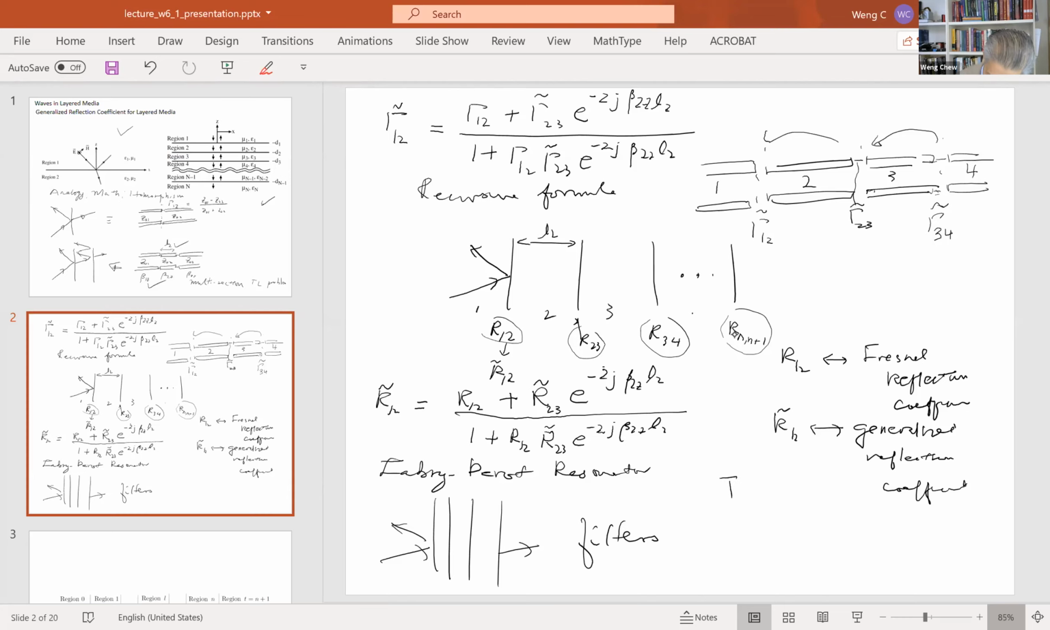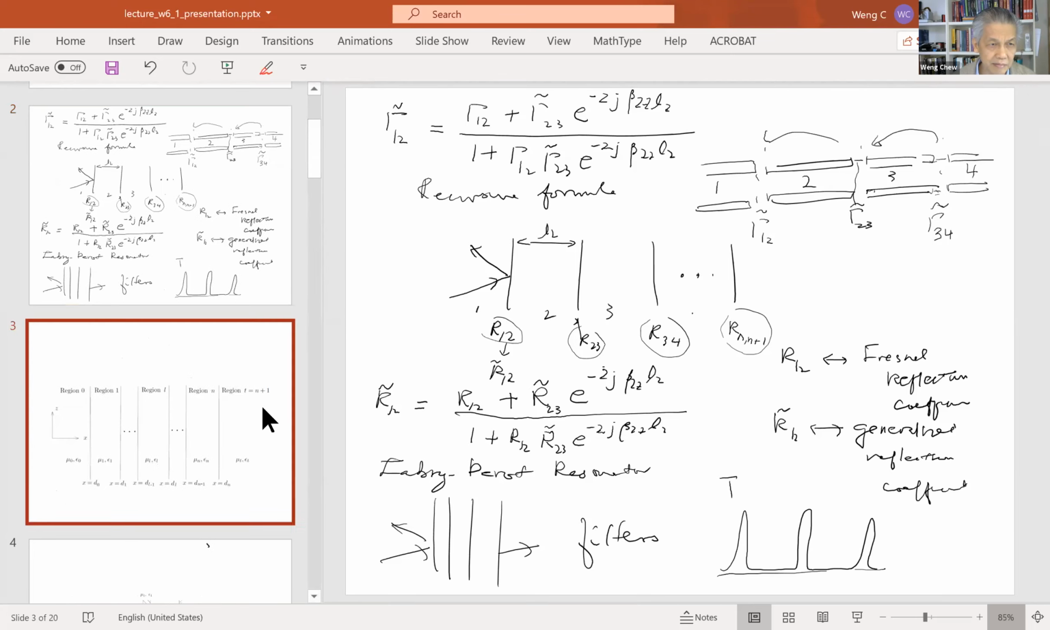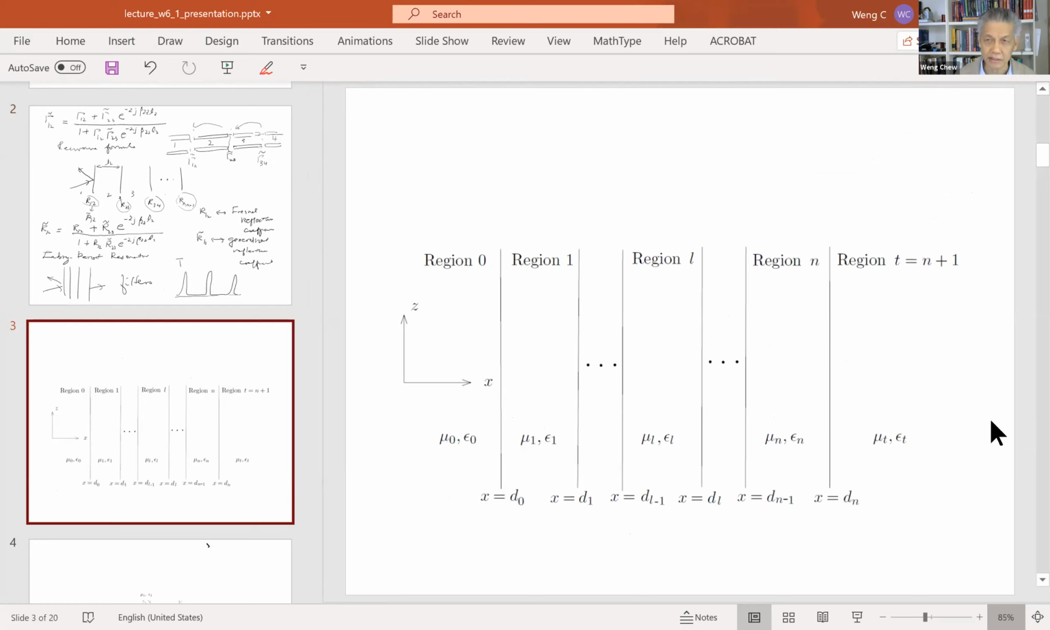If you look at the transmission coefficient, it might look something like this. At certain frequencies, the wave can transmit and at others it cannot. And all this can be done by engineering design, okay? You can do this for microwave, as well as in optics. And here's another example of a picture of a layered medium that I took out of Kong's book, okay?